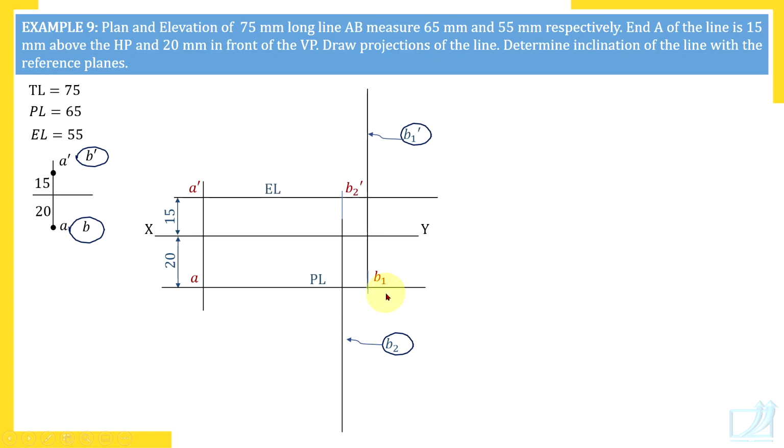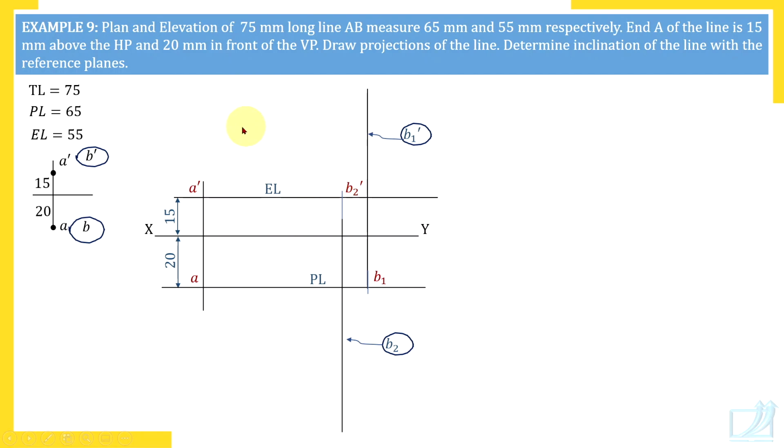Check in your diagram. So use compass and rotate either EL or PL. But listen to me very carefully. Right now EL or PL are not available for rotation. The reason is, which other view has length EL? A dash B2 dash has length EL. Which other view has length EL? That is A dash B dash. A dash B dash has length EL. So by rotating A dash B2 dash, we should get A dash B dash.